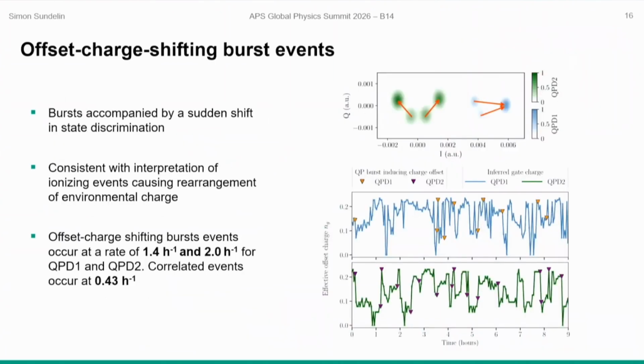So we don't necessarily see them always occurring at the very same time. So here are the different rates where we see for the 2 different detectors, detector 1 and 2, so only detector 1 sees about 1.4 every hour and 2 for the other one, and around 0.4, so that corresponds to maybe 25 to 50% of the total number of offset charge inducing bursts. You see it there as 0.4 times per hour.